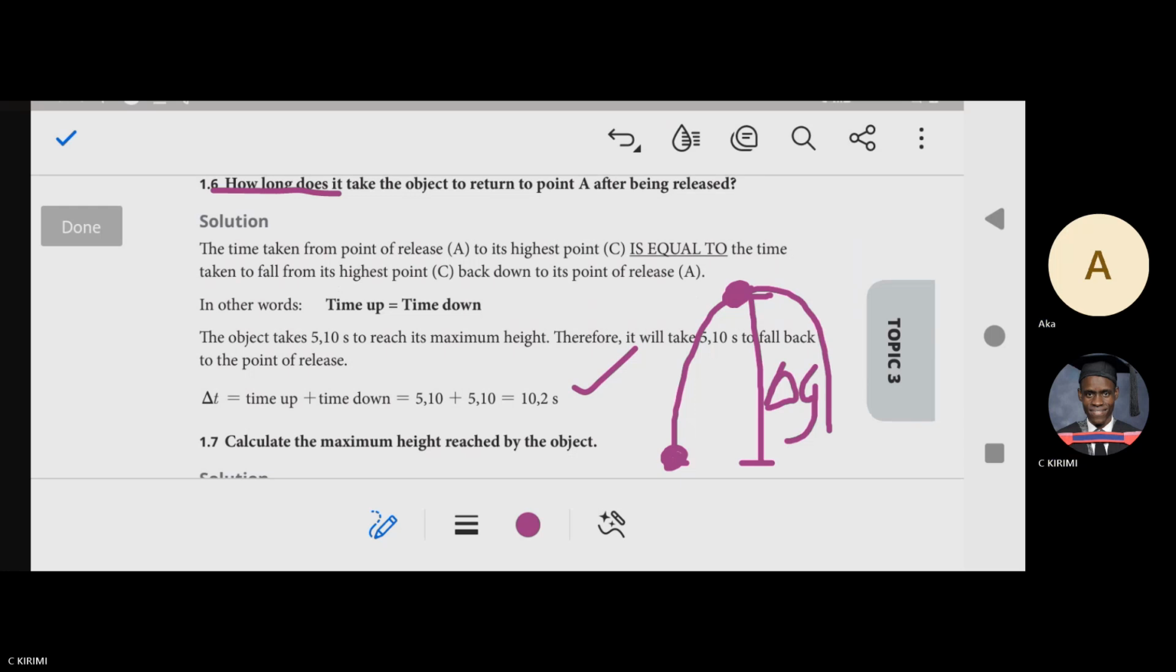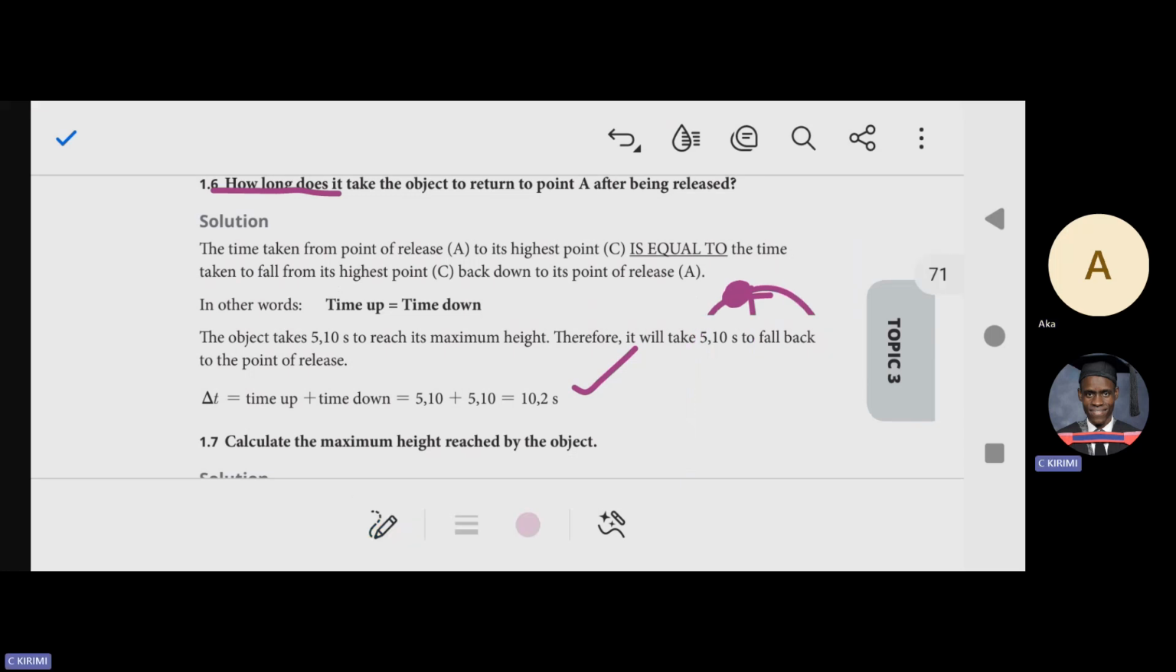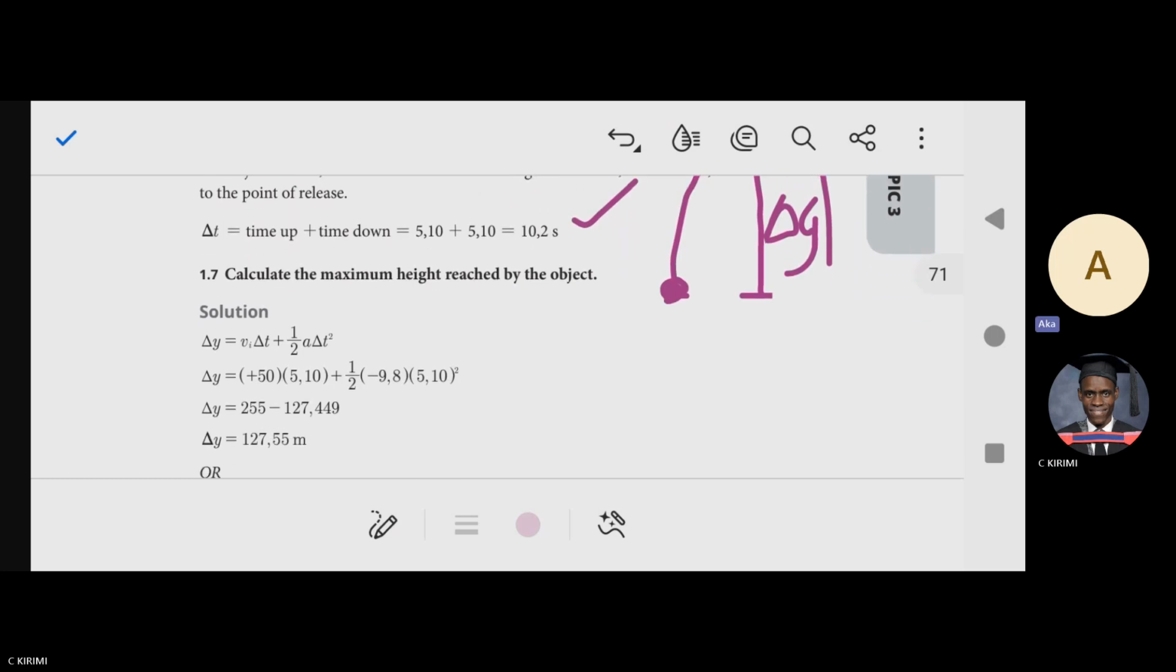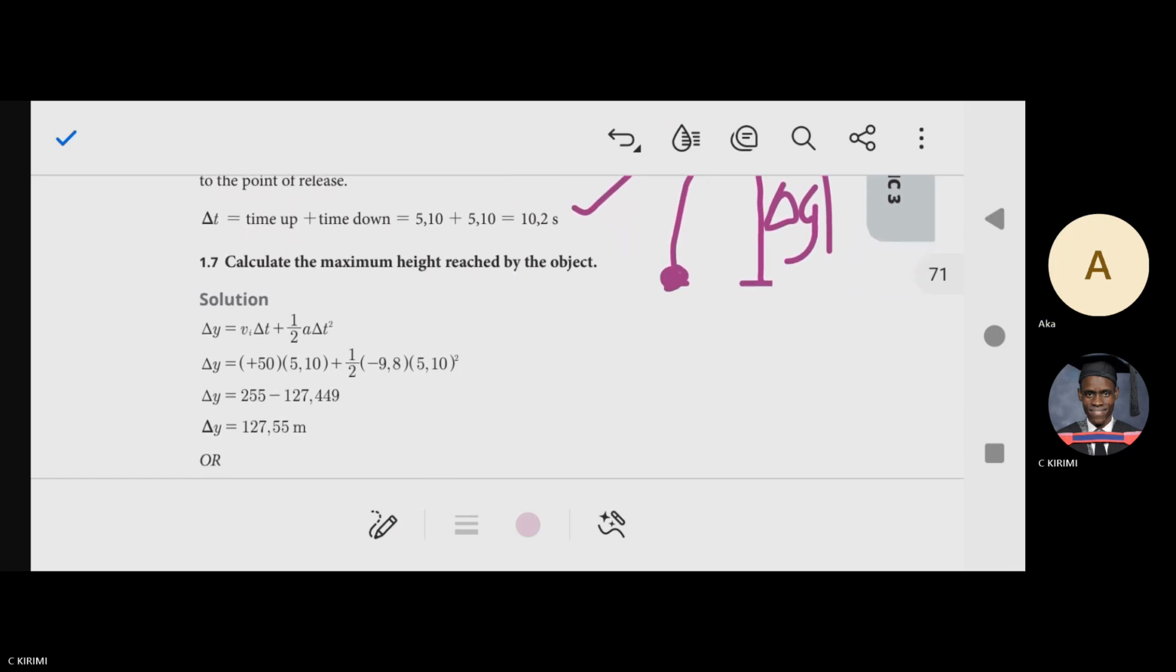What is the difference? It's 127.5. So it's correct.